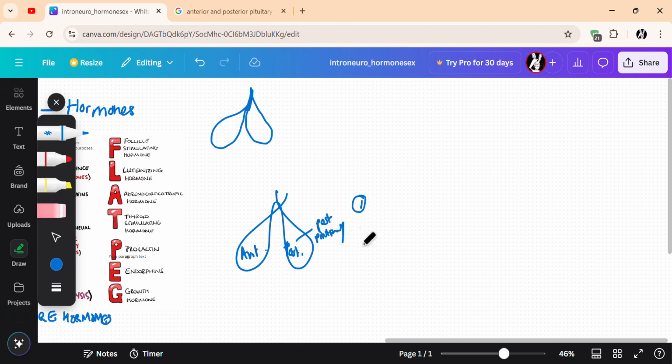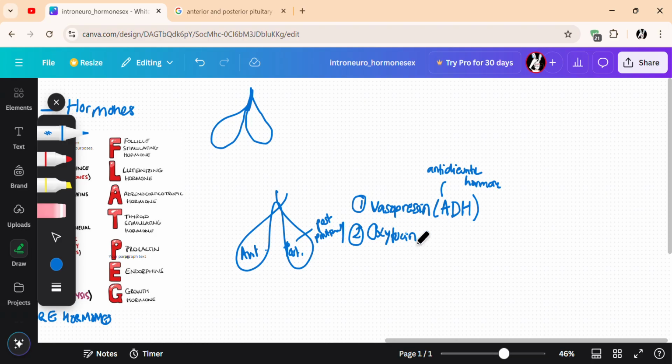The two main hormones it produces are, one, vasopressin, also known as anti-diuretic hormone, which goes by ADH. Let me write that out for you: anti-diuretic hormone, and also oxytocin.